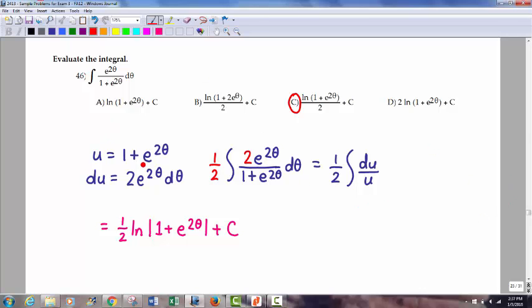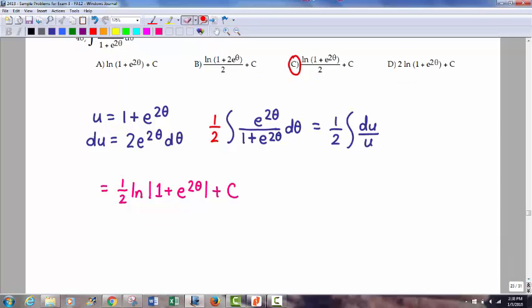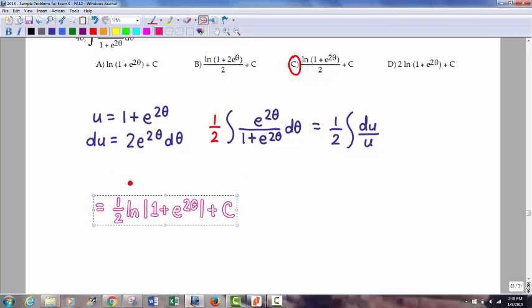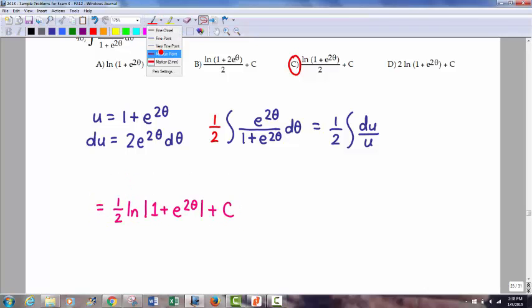So if you let u be 1 plus e to the 2 theta, the derivative of that would be e to the 2 theta times the derivative of 2 theta, which would be 2. So 2e to the 2 theta, and this is the way I used to solve these problems. I'm going to get rid of this 2, because the 1/2 comes from dividing both sides here by 2.